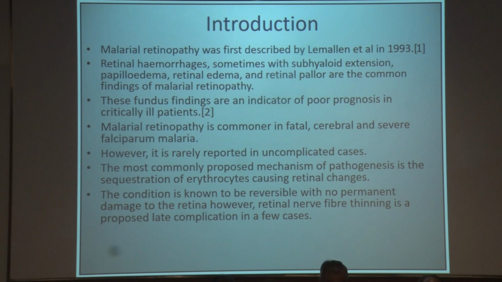The most commonly proposed mechanism of pathogenesis is the sequestration of erythrocytes causing retinal changes. The condition is known to be reversible with no permanent damage to the retina. However, retinal nerve fiber layer thinning is a proposed late complication in a few cases.